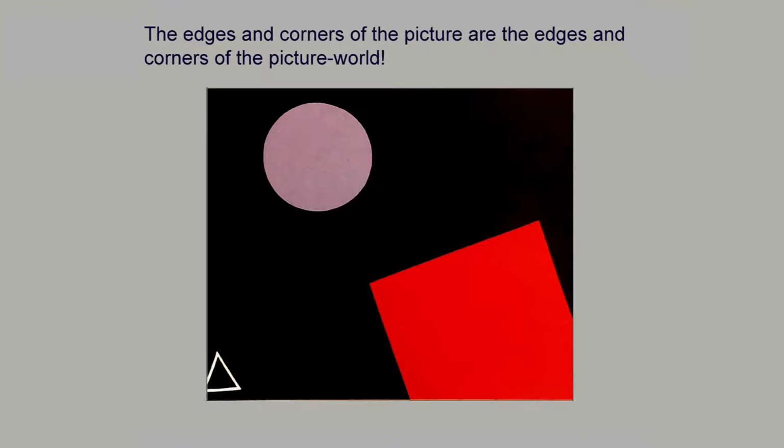Now interestingly, by the same token, the edges and corners of the frame of the picture are very important on the one hand, and on the other hand they become the edges and corners of the picture world. The physical edge and corner of the paper on which you are making a painting, or a canvas on which you are making a painting, assume the role of the edge and corner of the picture world or the pictorial world.